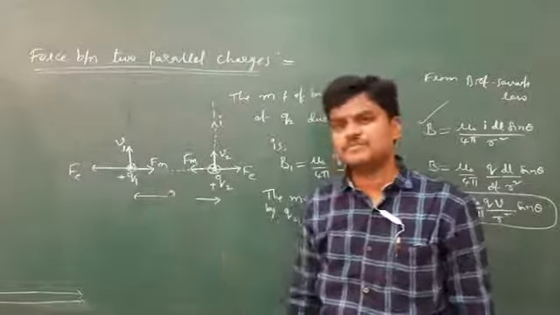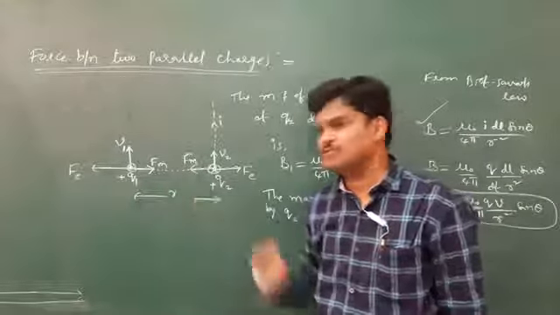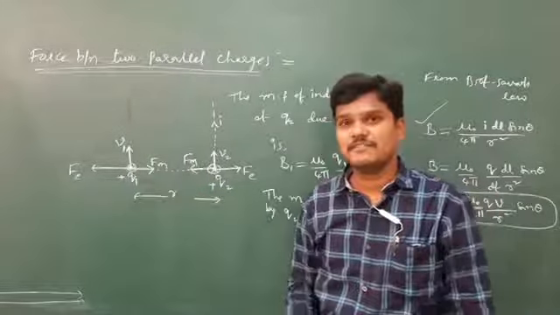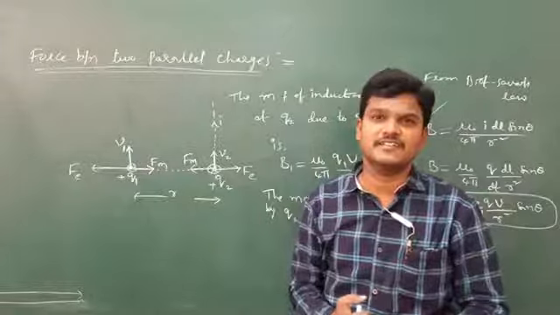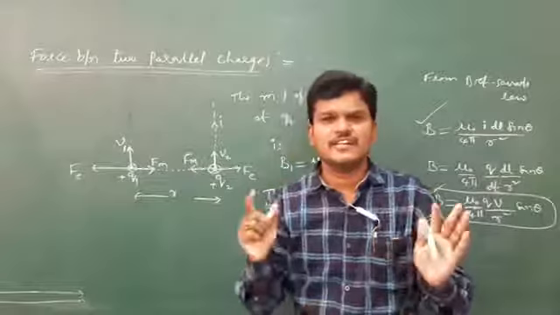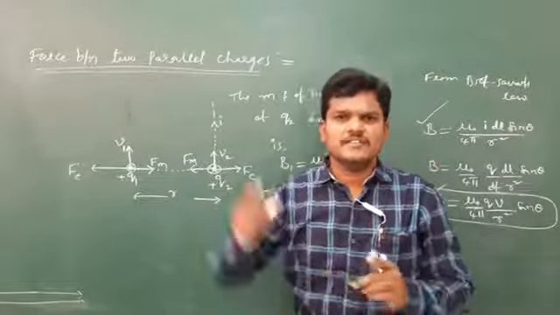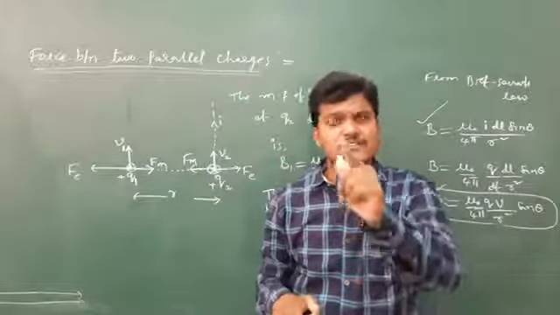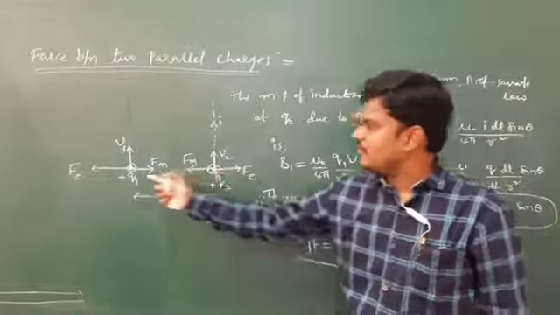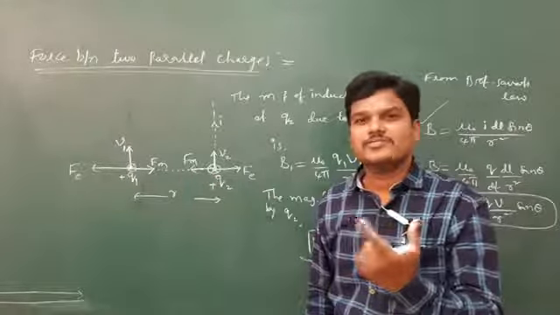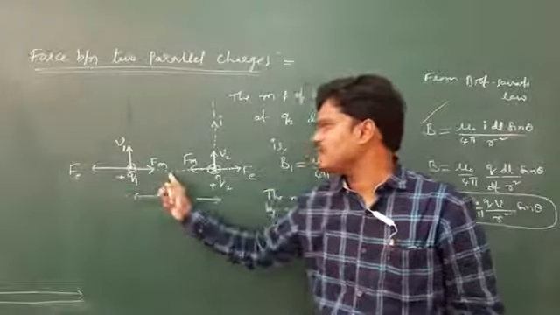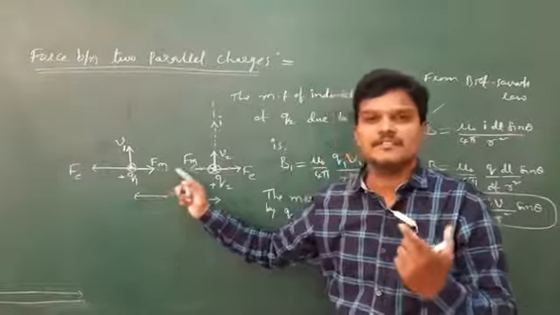Then tell me which one is correct. Because of the magnetic force, they will try to attract. Because of the electrical force, they try to repel. Then what is the answer here? If these are current carrying conductors, then we can say directly they will attract each other. If they carry currents in opposite directions, they will repel each other. But here these are not current carrying conductors, they are charged particles, like point charges. Because of the electrical force there is a repulsion, and because of the magnetic force there will be an attraction.